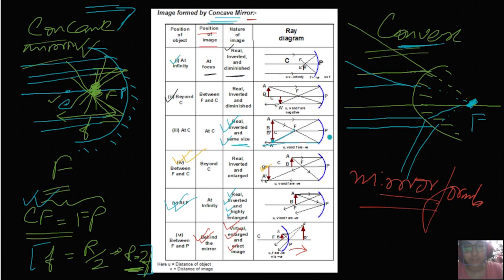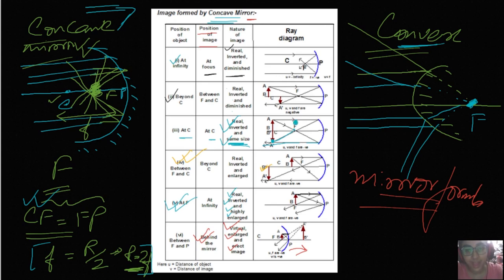Okay, when the object is placed beyond C, beyond the center of curvature, I hope you know by now what center of curvature means. So, when the object is placed beyond C, where will the image come? The image will come between focus and the center of curvature, and it will be real, inverted, and diminished. At C, we know where the image will be formed. It will also be formed exactly at the same point, C. What will be the characteristics of the image? It will be real, inverted, and of the same size.